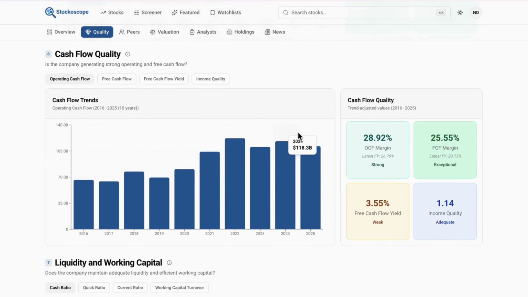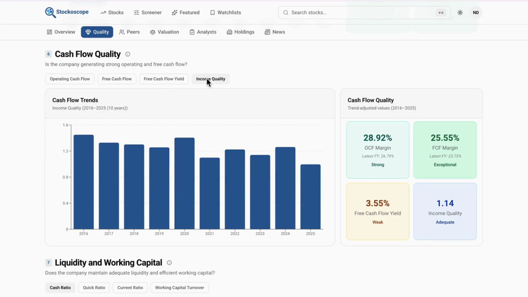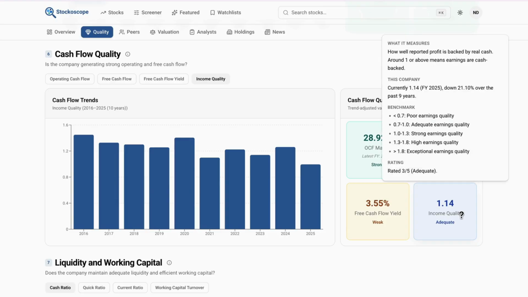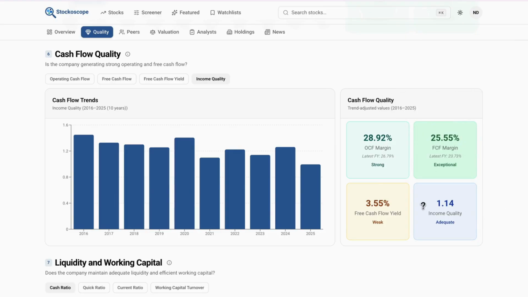Pillar 6 assesses cash flow quality. Cash is king, and this section tracks operating cash flow, free cash flow yield, and income quality. Income quality is the ratio of operating cash flow to net income. A value above 1 means earnings are well supported by actual cash generation, not just accounting profits.